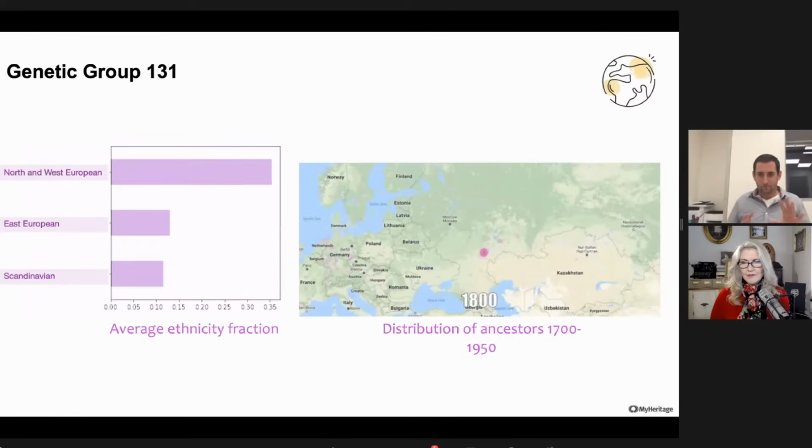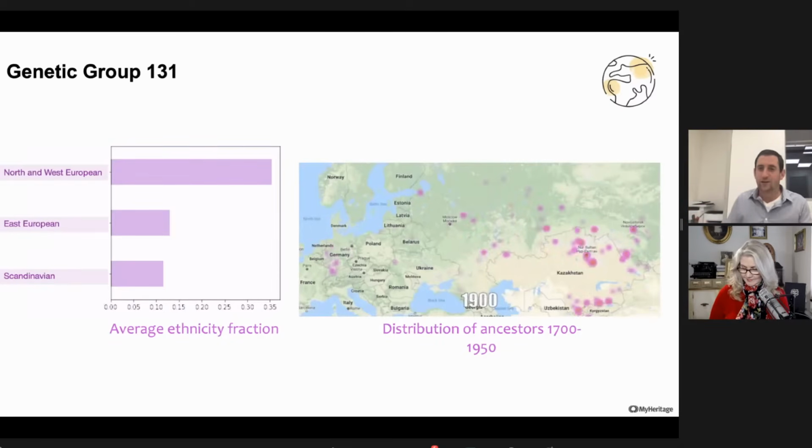And time played a huge role here. We can't just look at all of the events from all of the trees as one set of data. We need to look at them broken down by years. So this is, for example, another group, 131, mostly North and Western European. And I hope that you can see the animation running on the right. We're looking now at the ancestral events of the people who formed this genetic group and how they moved. They started in the 1700s in Germany, and they moved towards Russia, or the Russian Empire, and stayed there. And around 1900 to 1950, they spread all around the area.